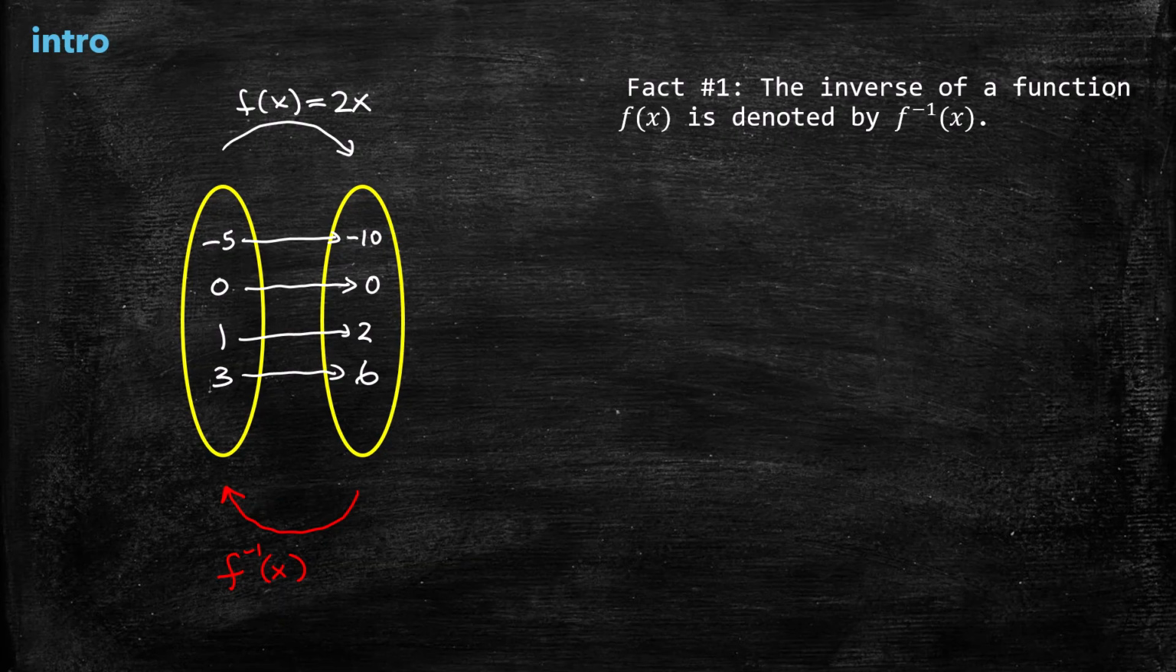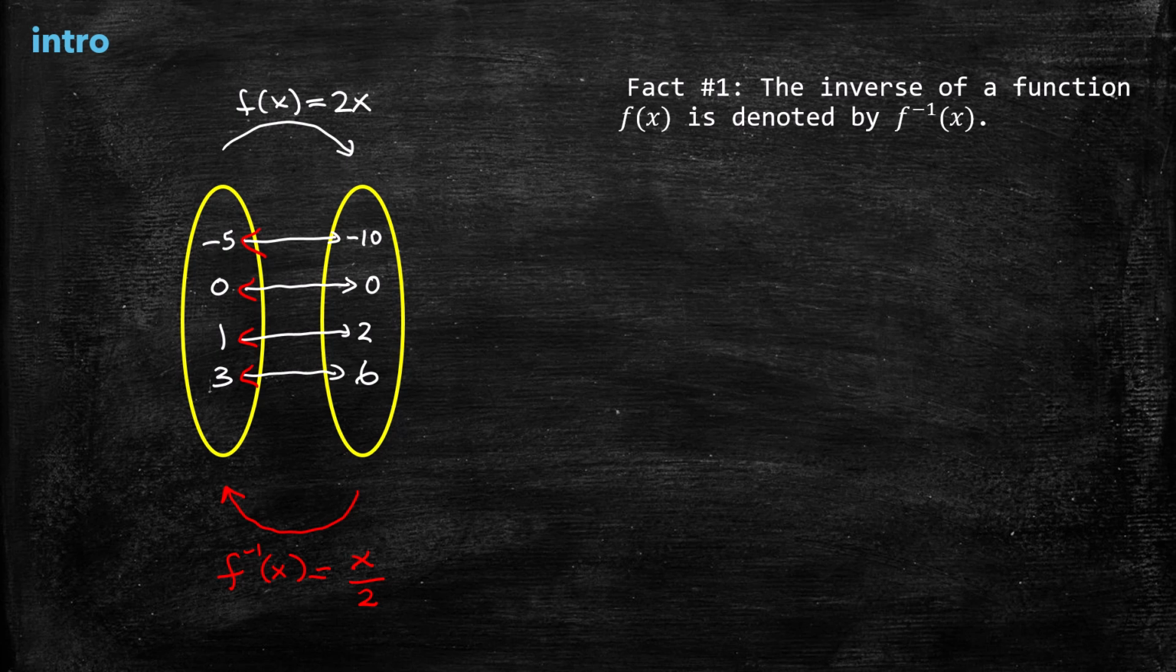So in this case, we see that for the inverse function, we would take the values on the right-hand side, like -10, and have it get to -5. So the inverse function would be this, same for 0 to 0, 2 to 1, and 6 to 3.